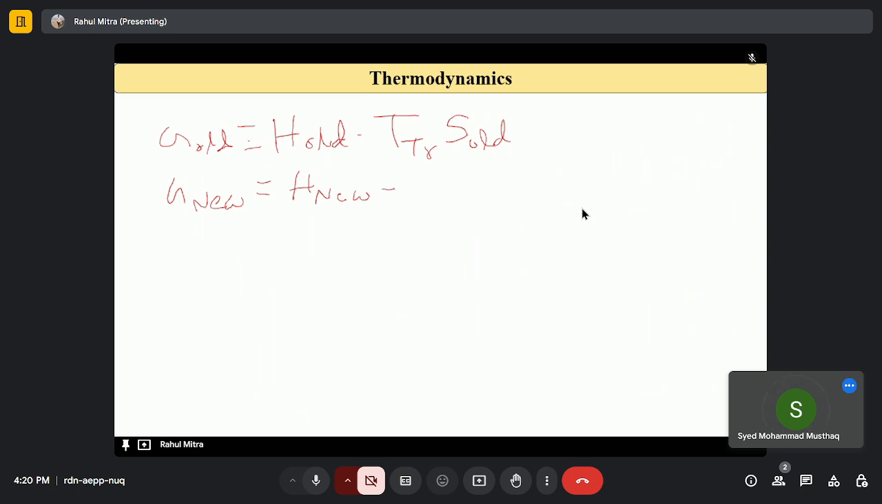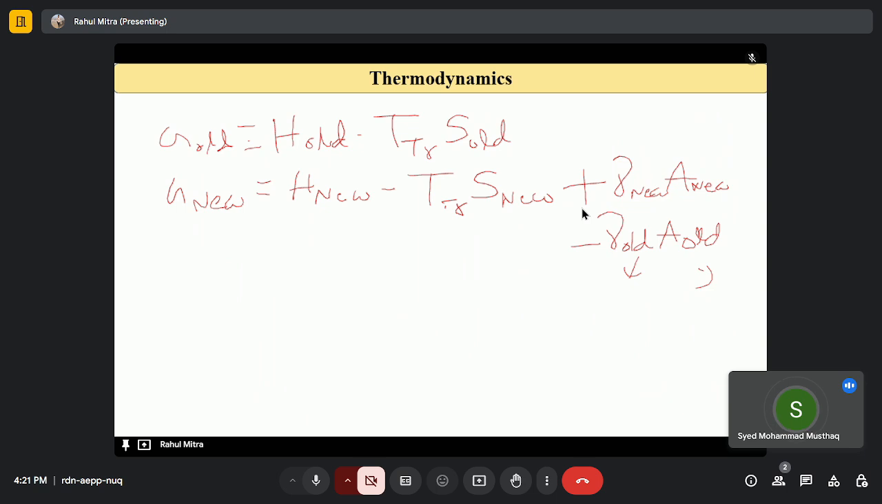and G mu should be equal to H mu minus T transition temperature times S mu plus the surface energy times the new area that is formed, minus the old surface energy times the old area that is being lost, the surface free energy that has been lost.